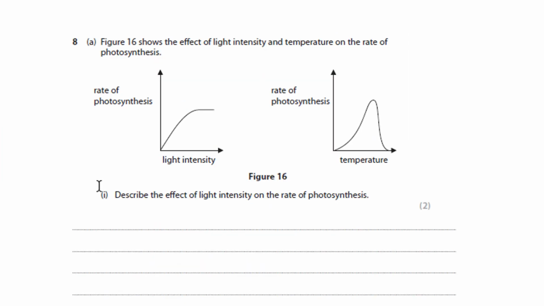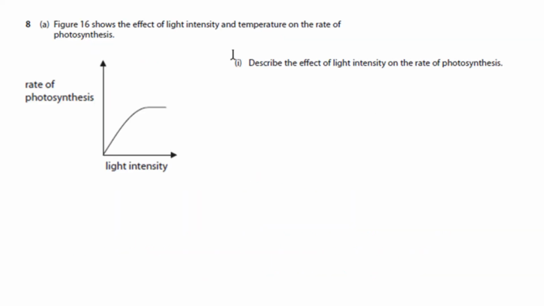Now we will look into question 8a. Figure 16 shows the effect of light intensity and temperature on the rate of photosynthesis. Describe the effect of light intensity on the rate of photosynthesis. Now we will look into the graph to describe the effect of light intensity on the rate of photosynthesis. Rate of photosynthesis is on the y-axis, light intensity is on the x-axis.